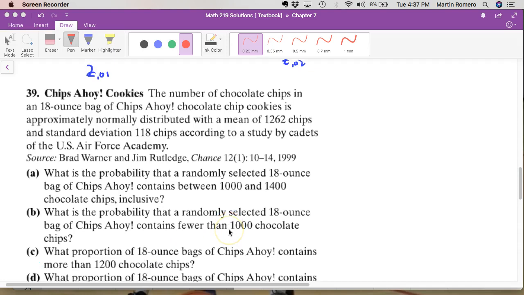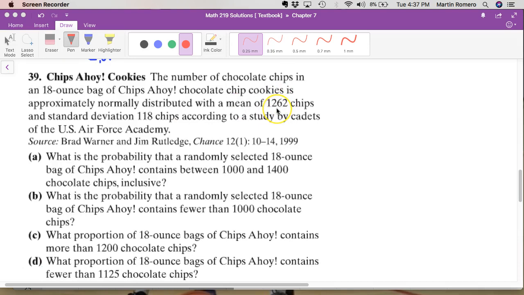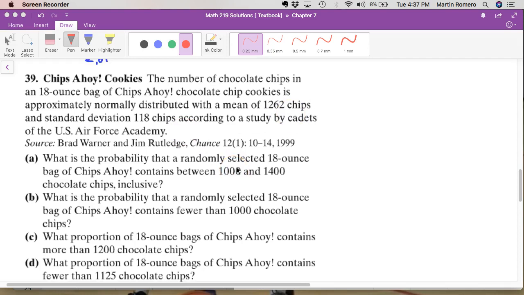Okay, let's move on to problem 38. The number of chips in an 18-ounce bag of Chips Ahoy chocolate chip cookies is approximately normally distributed with a mean of 1,262 chips and a standard deviation of 118, according to a study by cadets. Looks like this was actually done. There's a source here, so that's interesting.